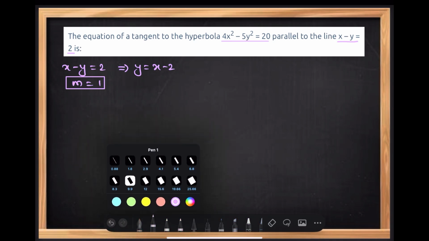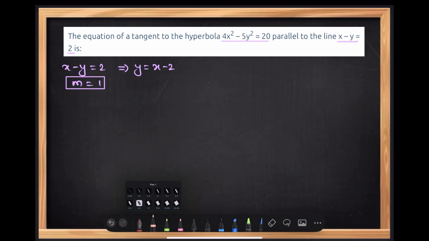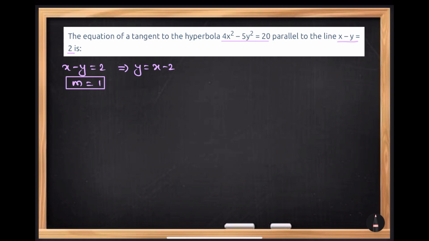Now let's solve this question. We have to find the equation of tangent, and whenever they give the slope, we will ignore everything and we will use the parametric form. Look at this, we will take help of this equation. I want to divide both sides by 20 so that we can convert this equation into standard form. So can I write x square by 5 minus y square by 4 equals 1? So we got our equation of curve.